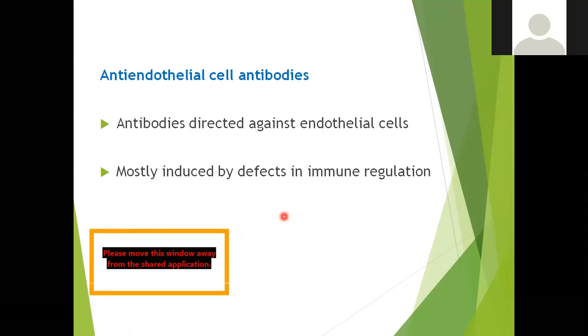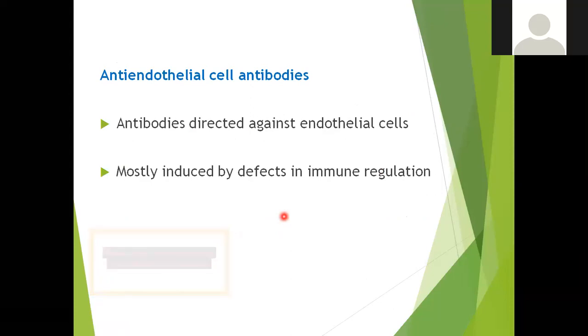Anti-endothelial antibodies, the prototype disease is Kawasaki disease, right? And here antibodies are formed against endothelial cells, and so they damage the endothelial cells, and they cause thrombosis and ischemic infarction.